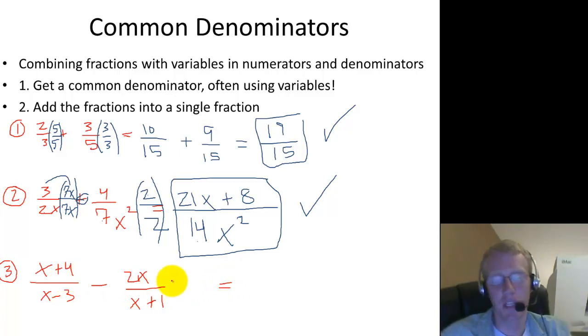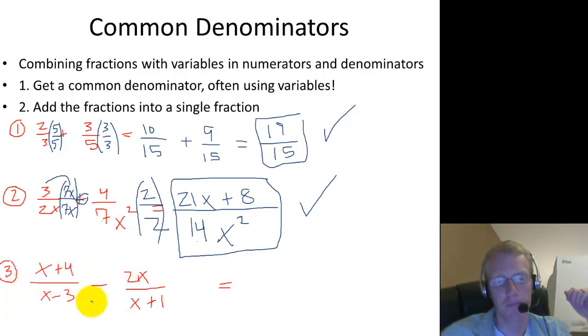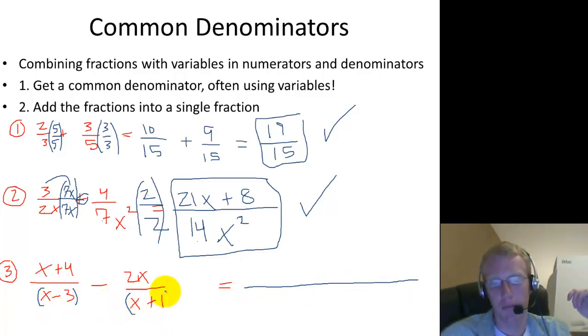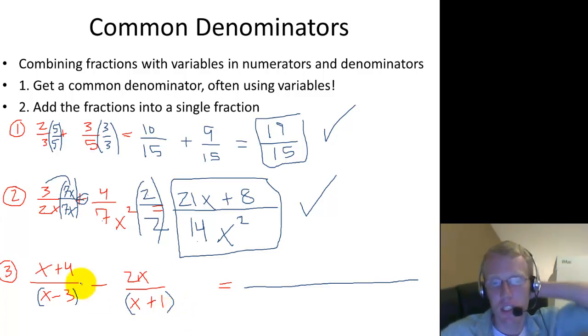Okay, now if you have something like this, it's going to be a lot trickier. In fact, I'll show you, just get the blue color. Now you're looking at a common denominator between an x minus 3 and an x plus 1. So there's no way that you can combine these and get a common denominator except by multiplying the two things together. So it's just like up here.